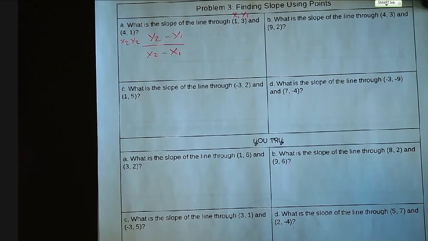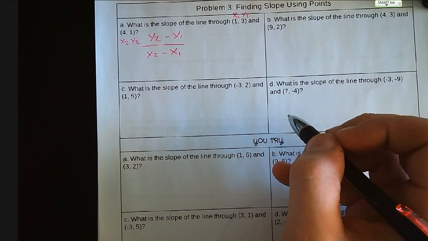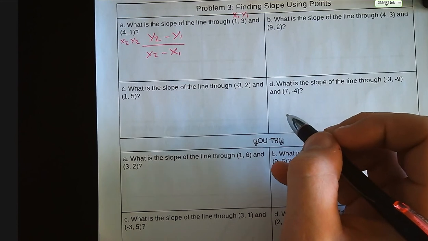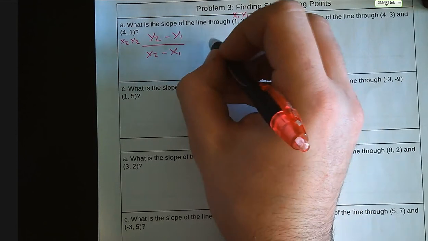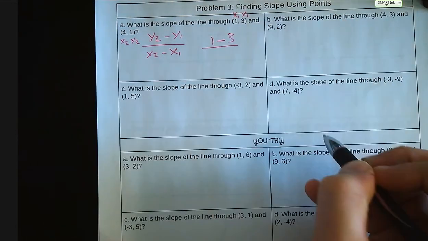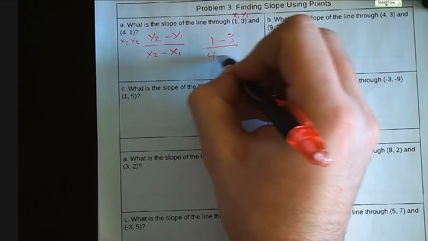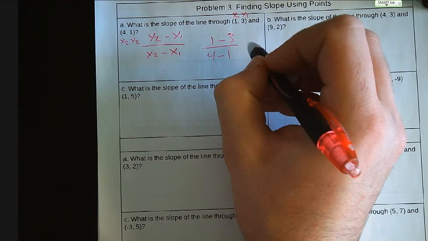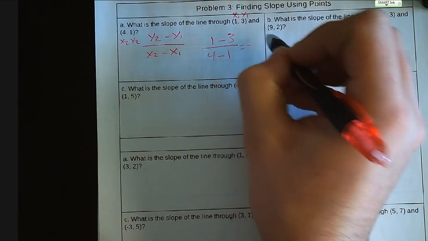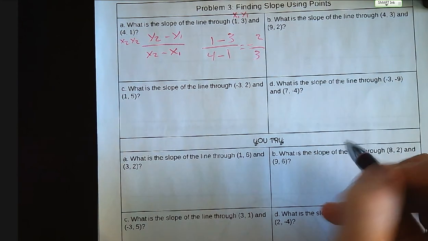And he's marking those in on our ordered pairs. So one ordered pair is going to be our number 1s, and our second ordered pair is our 2s. So y2, which is 1, minus y1, which is 3, over x2, which is 4, minus x1, which is 1. So 1 minus 3 is -2. 4 minus 1 is 3. And that is our answer.